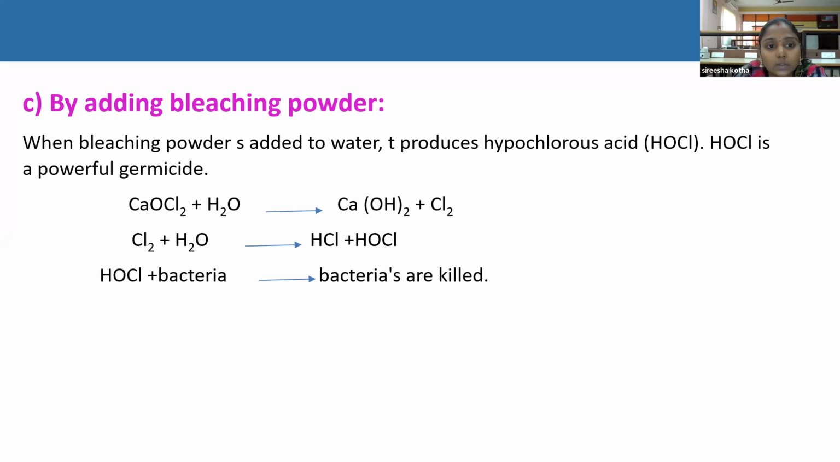So CaOCl2 reacts with water molecule to form calcium hydroxide and what is the byproduct? Chlorine. So again, Cl2 reacts with water molecule to form hydrochloric acid and hypochlorous acid. The hypochlorous acid is a very powerful germicide to kill the germs, microorganisms. So HOCl reacts with the bacteria. What do we get in the final step? Bacteria are killed.